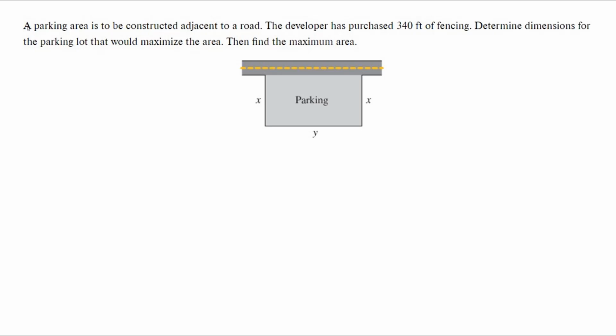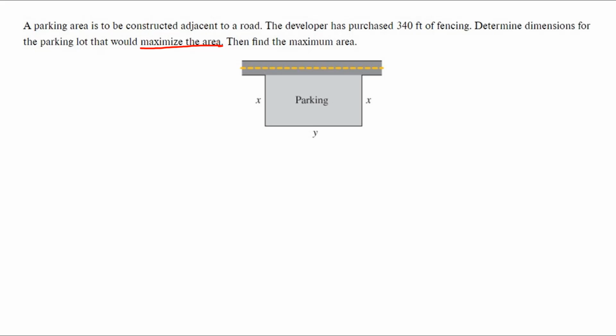It has two short sides, which are x, and a long side, which is y. We know that the perimeter of three sides of that rectangle will be 340 feet of fencing. And we want to figure out the dimensions that are going to maximize the area of this parking lot. The only thing we've learned how to maximize in this section is a quadratic function. We don't really have a quadratic function here staring us in the face, but we can figure that out.